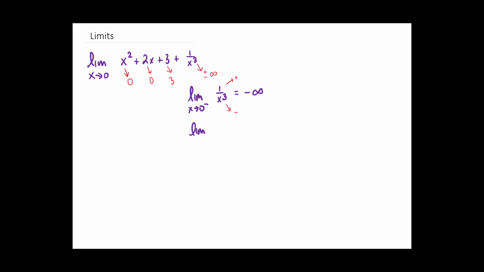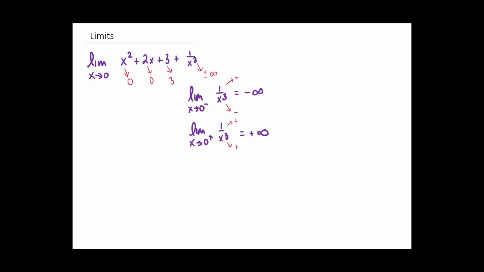On the other hand, if we were to look at the limit as x approaches 0 from the right of 1 over x cubed, well, in this case, 1 is still positive, and if we take a number that's approaching 0 from the right, we're getting a very small positive number. A positive cubed is positive, so our net result in this case is going to be positive infinity.